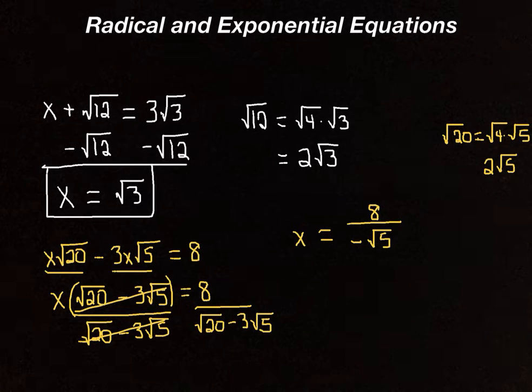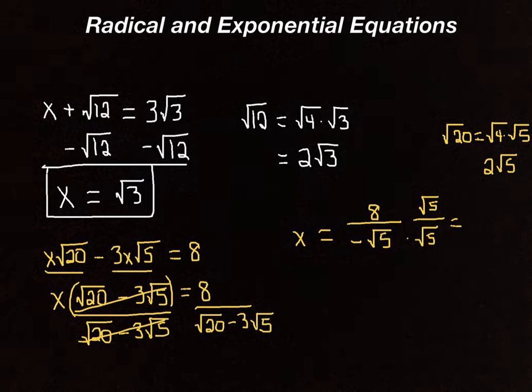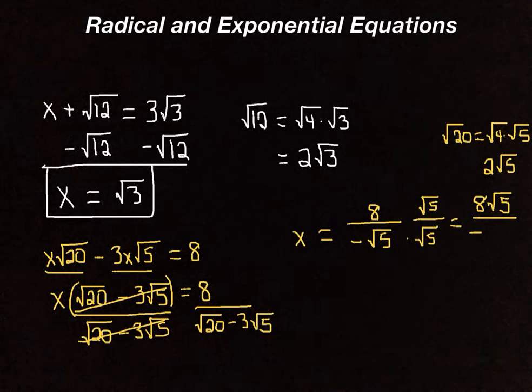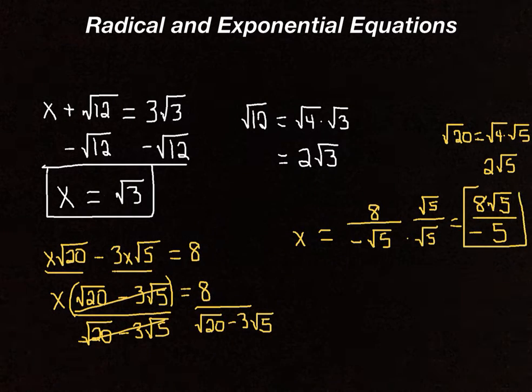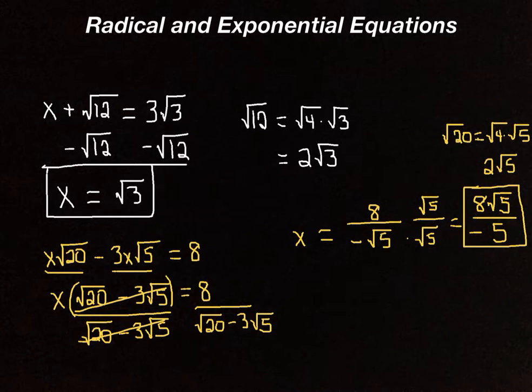Now, you can't have a radical in the denominator, so let's multiply this by the square root of 5. But if I multiply this by the square root of 5, I need to do the same thing here. So that's 8 square root of 5 over negative square root of 25, which is just 5. So my answer is negative 8 square root of 5 over 5.